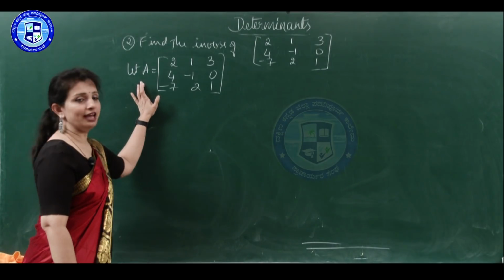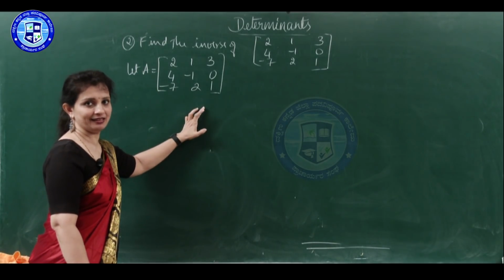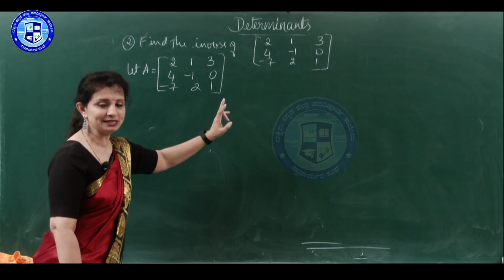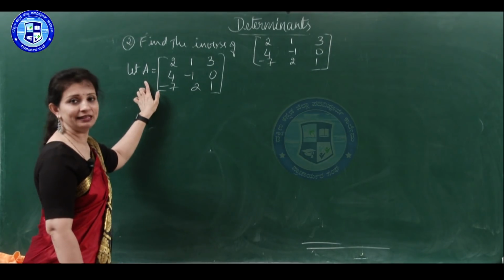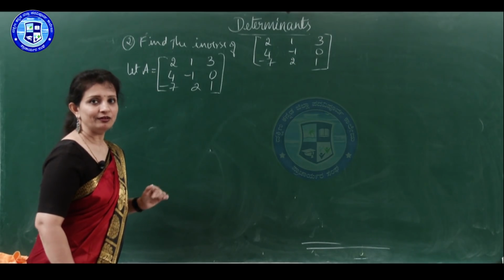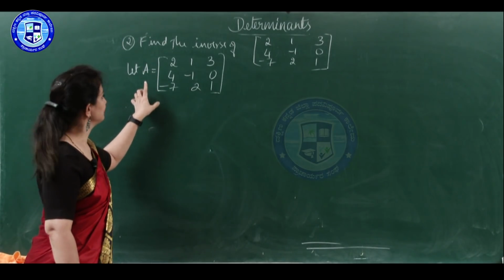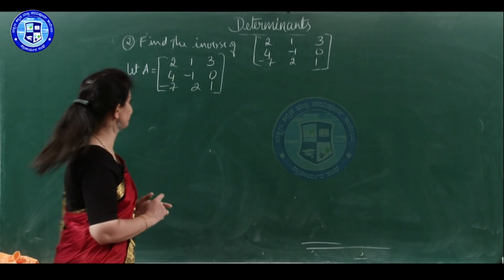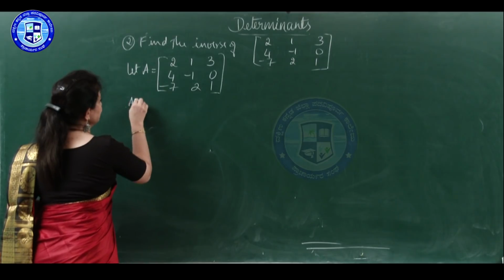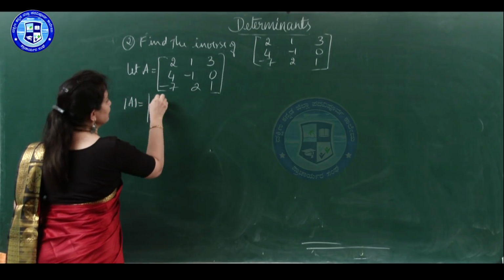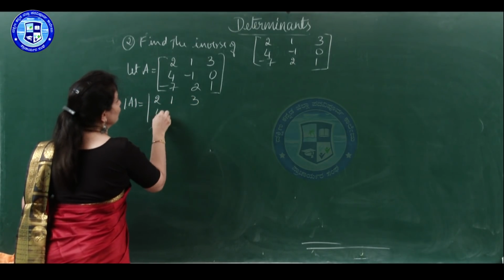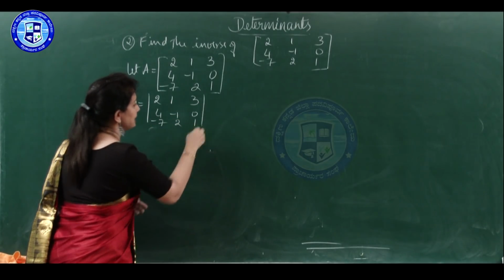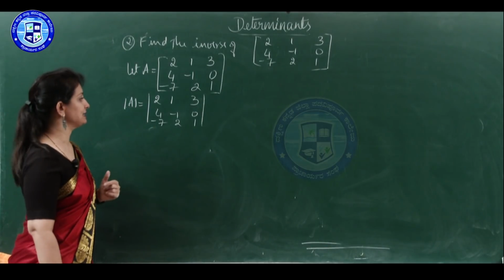Now first we have to find determinant A. If determinant A is not equal to 0, then A inverse exists, A is invertible. Then we find the value of A inverse using the formula 1 by determinant A into adjoint A. Okay, what is determinant A here? Determinant A is equal to determinant of 2, 1, 3, 4, minus 1, 0, minus 7, 2, 1. Change the matrix to determinant. Now you can expand it.